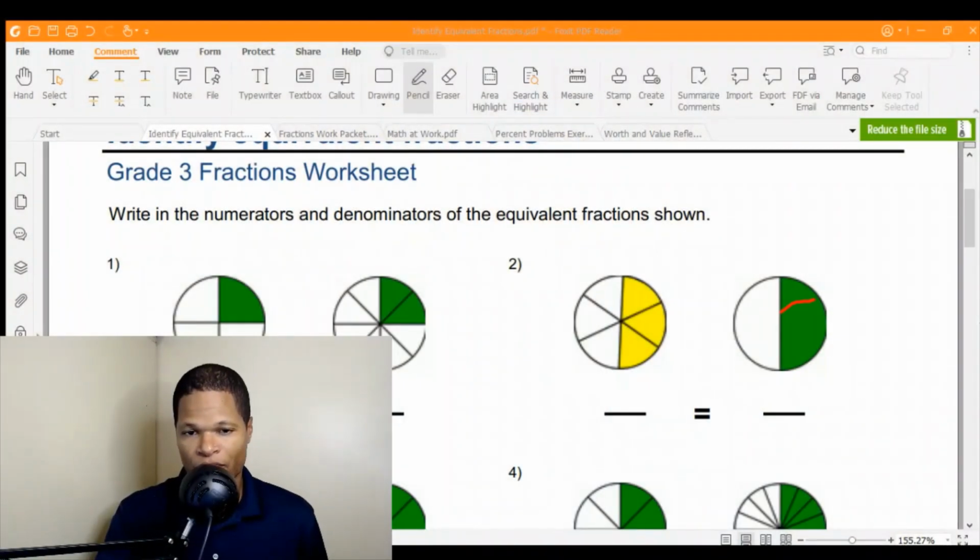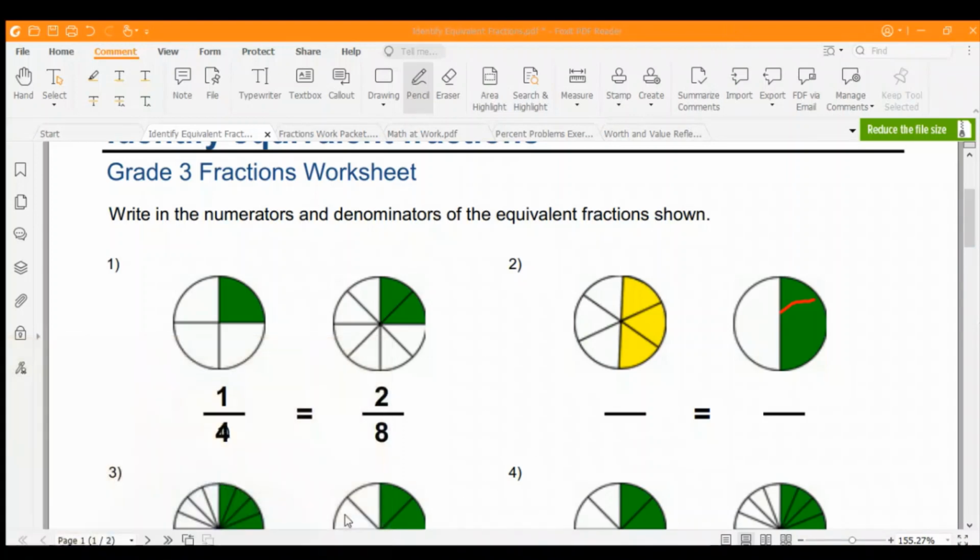So if you take a look right here, I have pulled up for you an example. You can find this pretty much anywhere on the internet. Lots of different examples of things that are cut up into different pieces. Let me get my face out of there for a second. Okay, so just take a look at this real quick, and you'll see the instructions. It says write in the numerators and the denominators of the equivalent fractions shown.